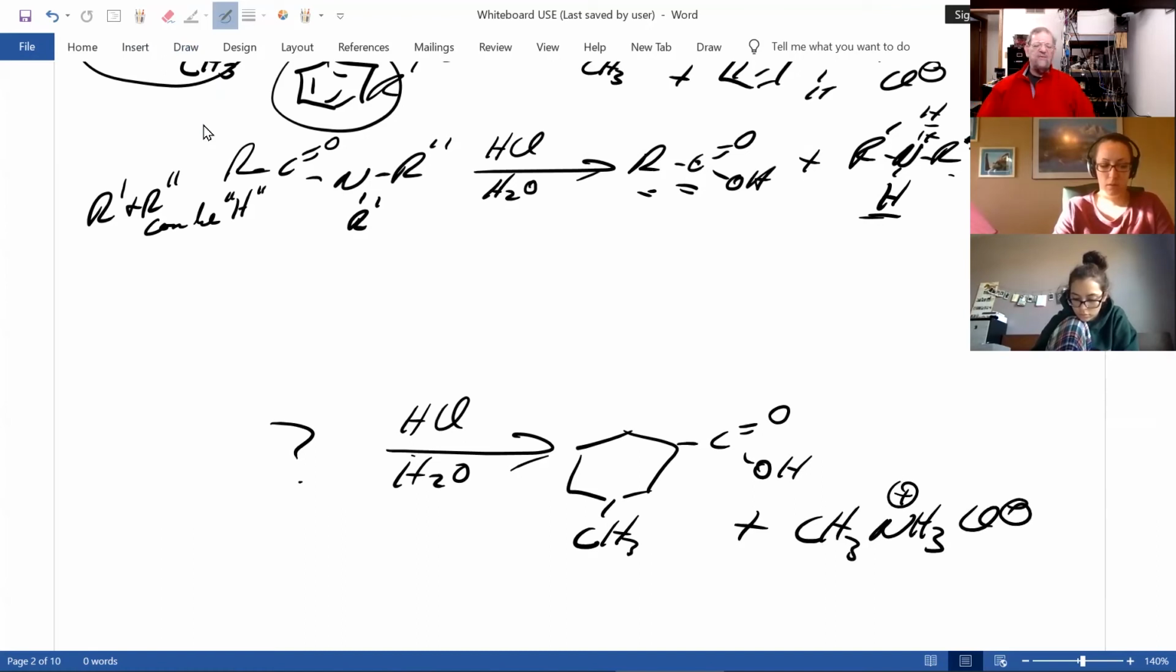All right, what would you react with HCl water to make these two compounds?